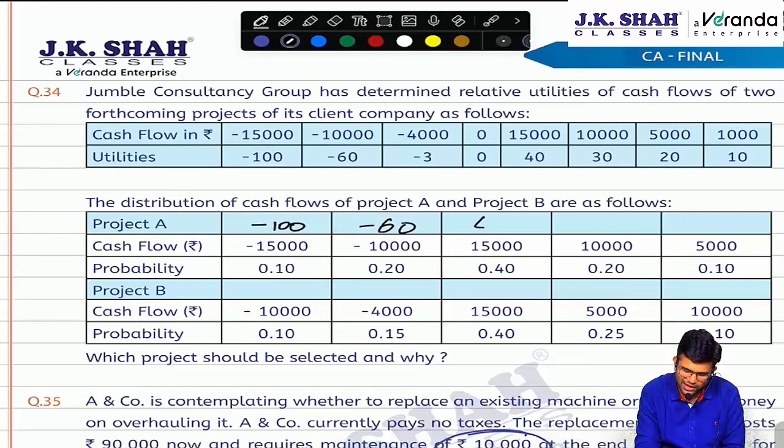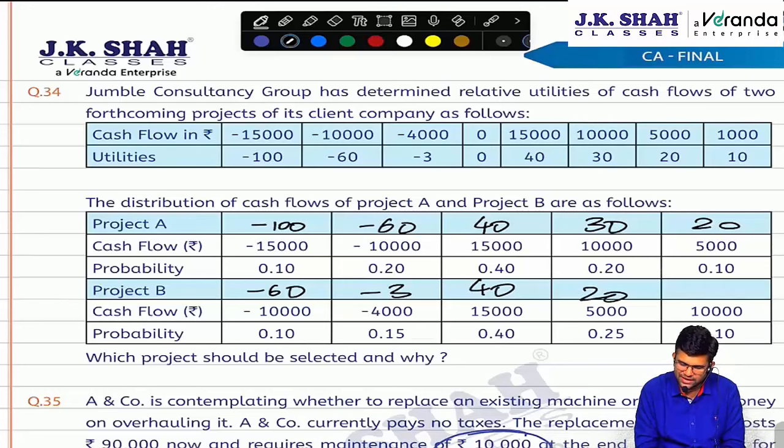15,000 cash flow, I'll get 40 units of happiness. 10,000 cash flow, I'll get 30 units of happiness. 5,000 cash flow, I'll get 20 units of happiness. Negative 10,000 cash flow, I'll get negative 60 units of happiness. Negative 4,000 cash flow, I'll be dissatisfied only for 3 units. 15,000 cash flow, I'll get 40 units of happiness. 5,000 cash flow, 20 units of happiness. And 10,000 cash flow, 30 units of happiness. What? 10,000, bro, no? Correct?